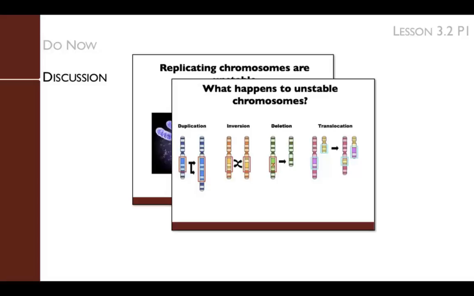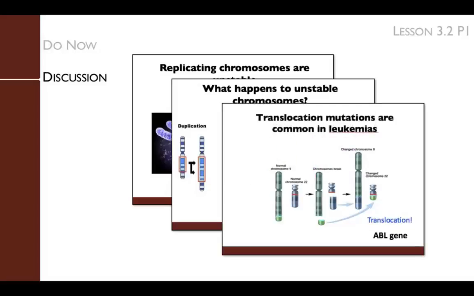If they affect genes that regulate cell proliferation, they can start a cell on the path towards transformation. Indeed, translocation mutations are common in leukemias. However, these types of mutations are not the most common type of mutation.